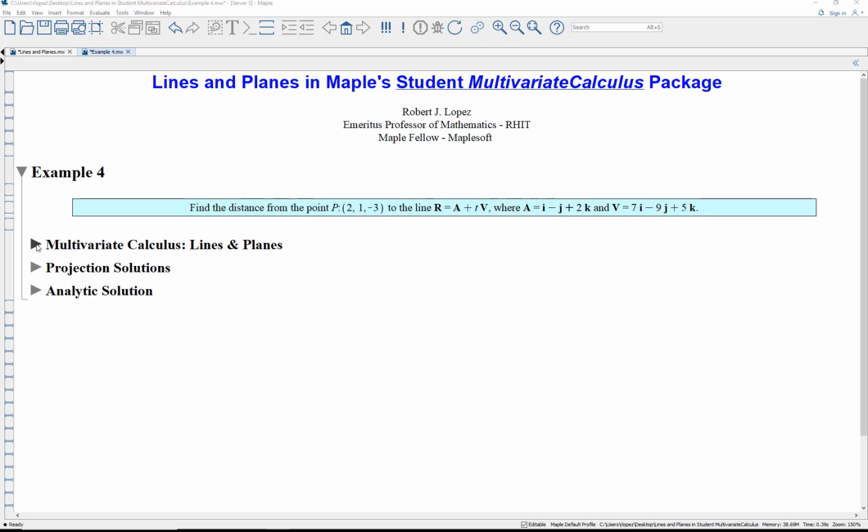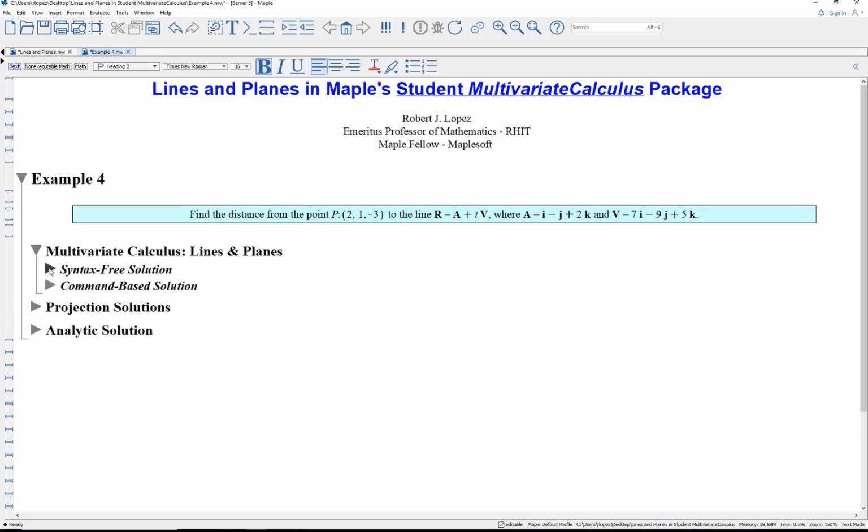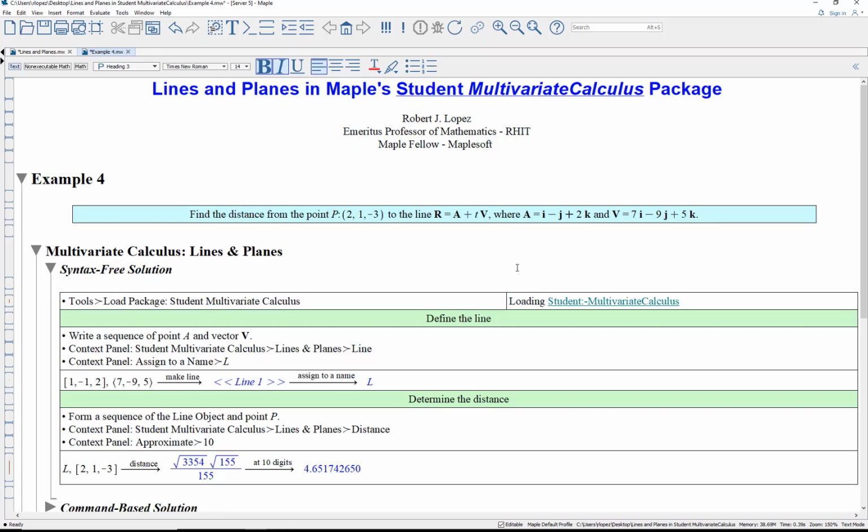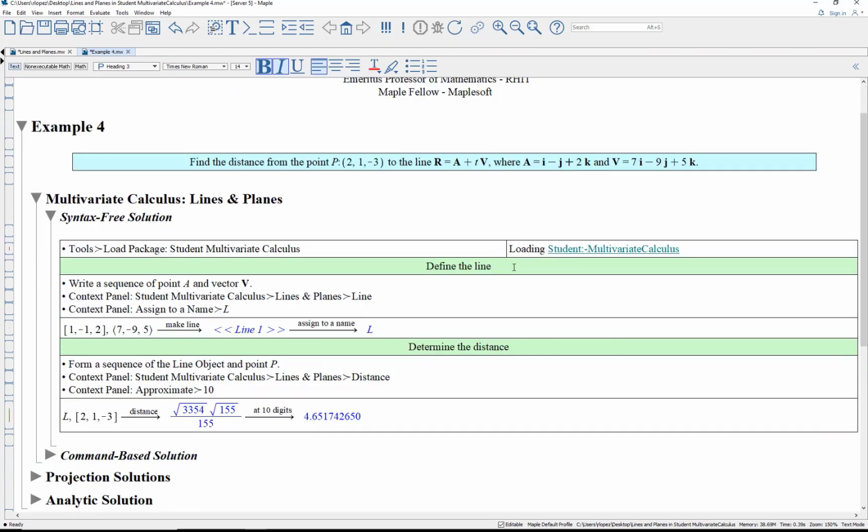So using the lines and planes tools, we have a syntax-free solution that starts with loading the multivariate calculus package, a point, and a vector. Okay, that point is A: 1, -1, 2. The vector is the direction vector of the line.